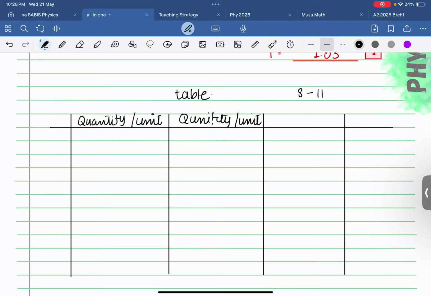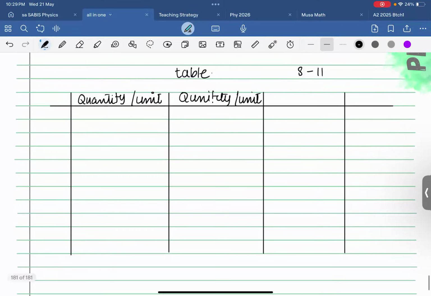Like if you have a quantity, let's say distance under root, then your unit should also contain the same power of 1 over 2. If you have like L cubed, let's say L is in meters, then you have to take the meter as cubed as well. So be very careful. Unit and quantity both contain the same power. Fine.